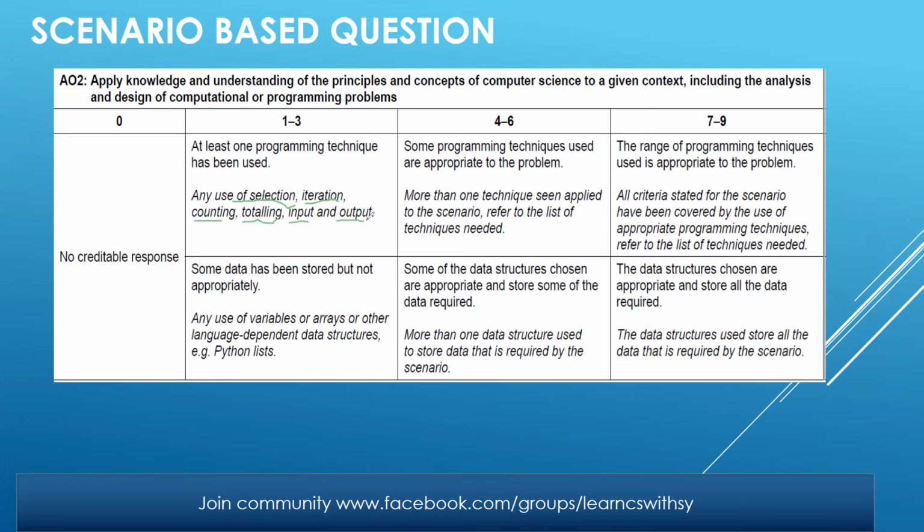So if you have identified in your scenario all these things, selection needed, yes, just write down before you start solving. Iteration, which loop structure is supposed to be used? Similarly, is your question dealing with any counting scenario? Is it dealing with any totaling or average? Similarly, which inputs are needed and what are the outputs? So if you have identified all these things, then definitely you can score 9 out of 9 for assessment objective 2.